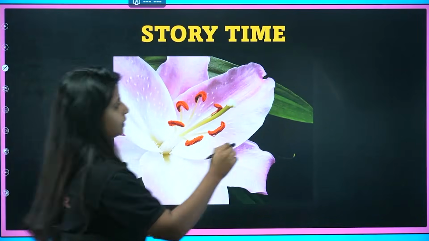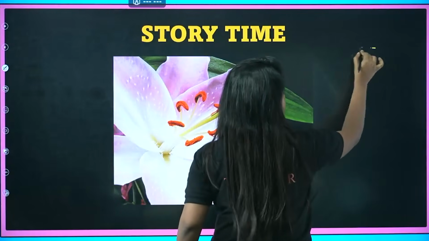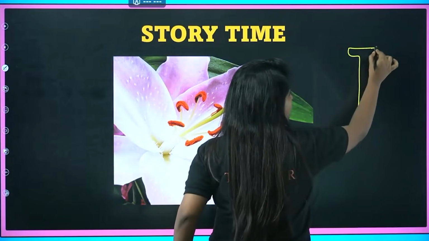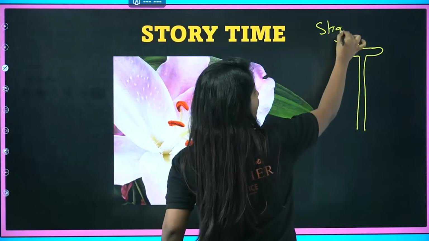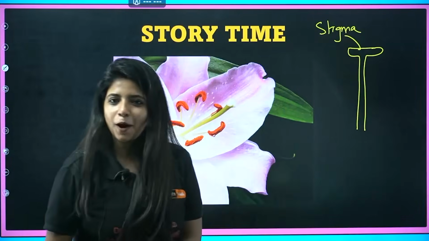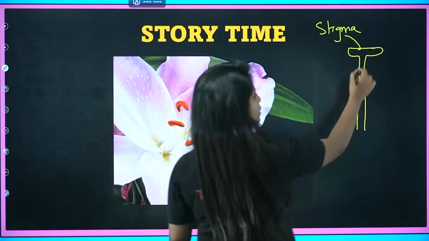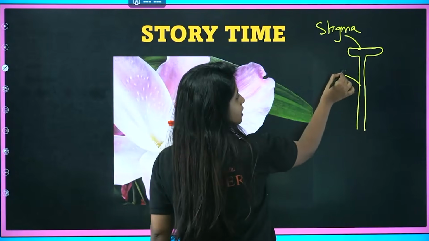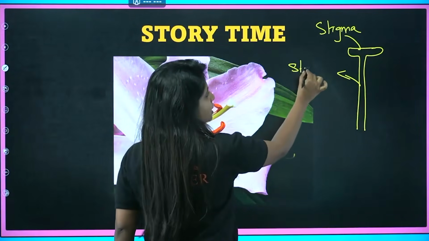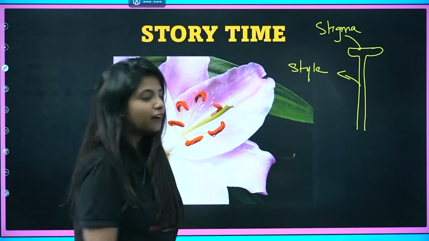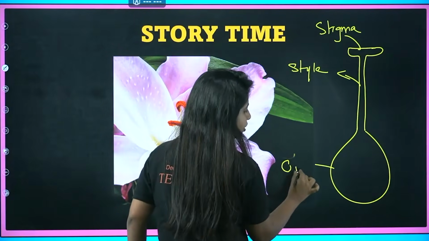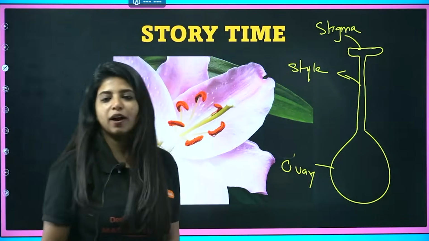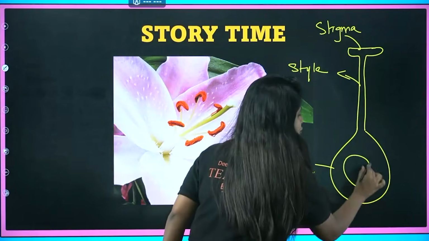Okay, so the female part is very simple. You have something very sticky. You call this portion the stigma, stigma for sticky thing. Then you have a long slender structure, which you call the style. And finally, at the base, you have the ovary. And inside the ovary you have one very important thing, that is the ovule.